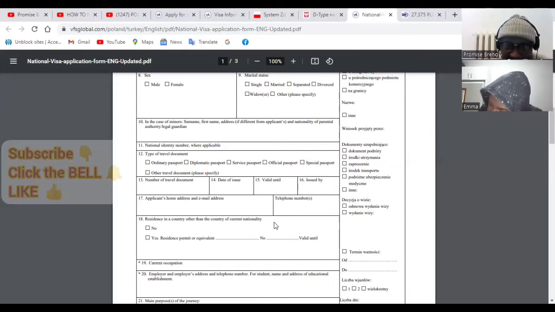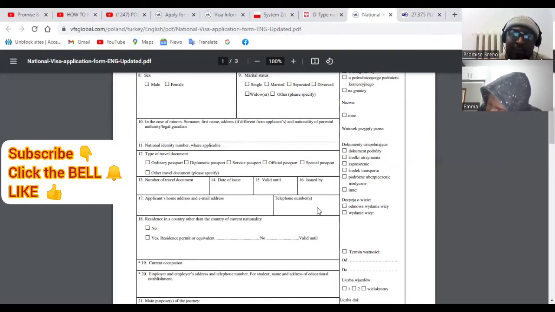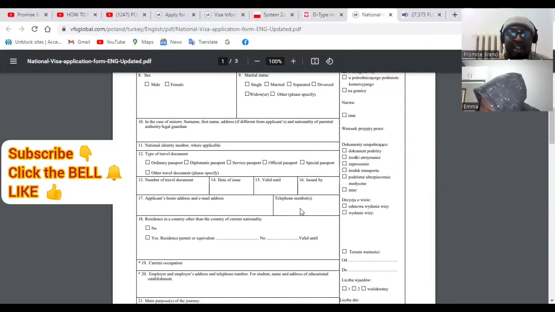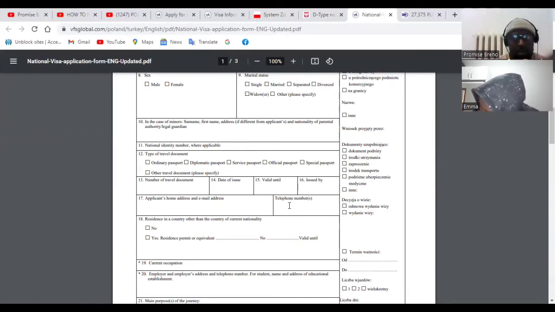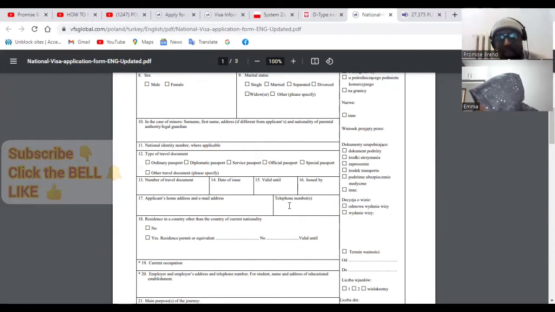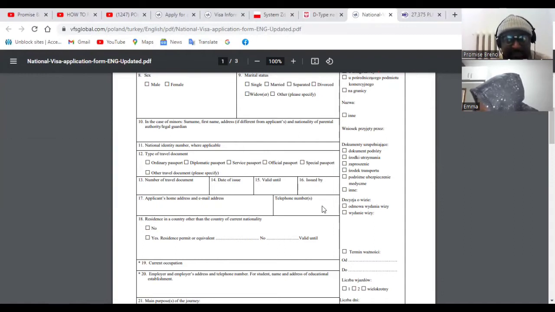Next, your telephone number. When you're entering your telephone number, you have to enter the code like +234, then enter your number. Let's say your number starts with 080. You enter +234, you skip the first zero, then you enter 80 and the rest of the number. If you live in Turkey and your number starts with 53 something, you enter +90, then 53 something. This is the format.